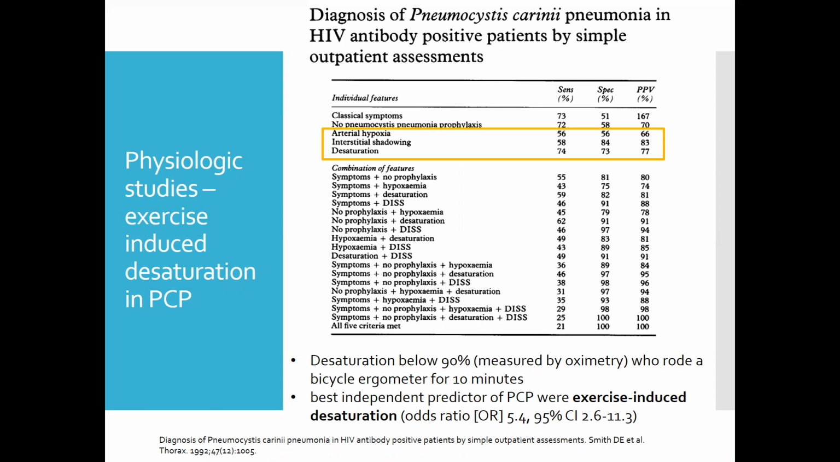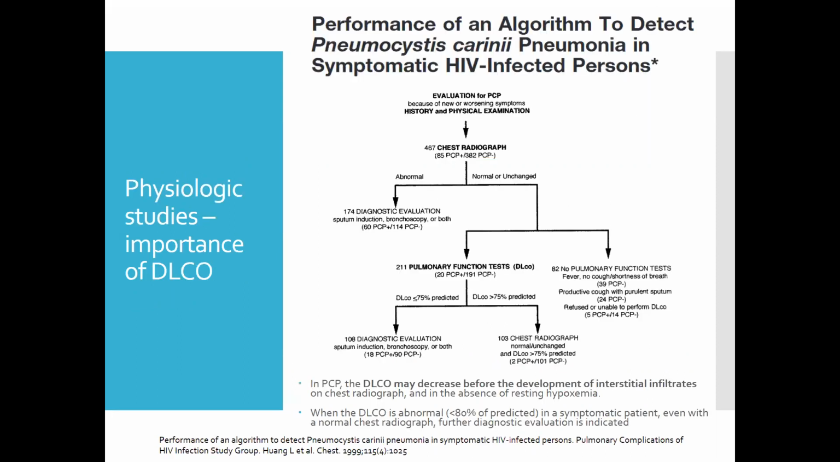I know it's almost impossible to keep a stationary bike and put every patient with HIV who comes to the clinic on a bike for 10 minutes, it may not be feasible, but maybe we can extrapolate the results from the study to use in, say, a 6-minute walk test. So even though the study may not have a direct implication, I think there are good indirect implications of the study. Another important physiology parameter, especially in patients with PCP, is diffusion capacity.